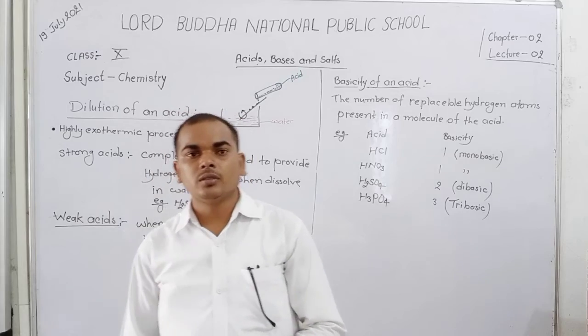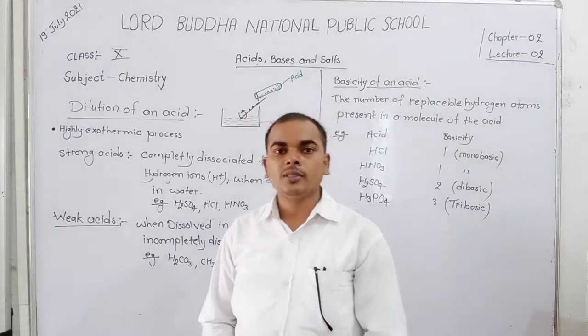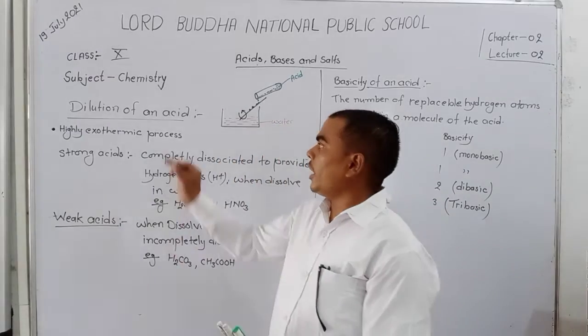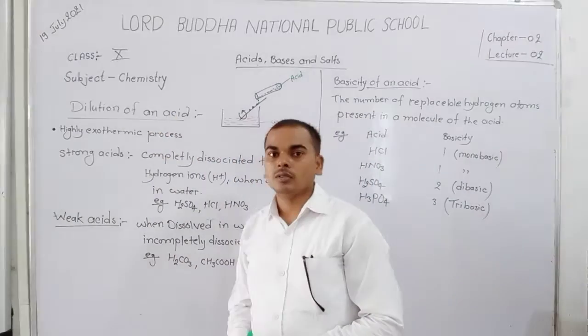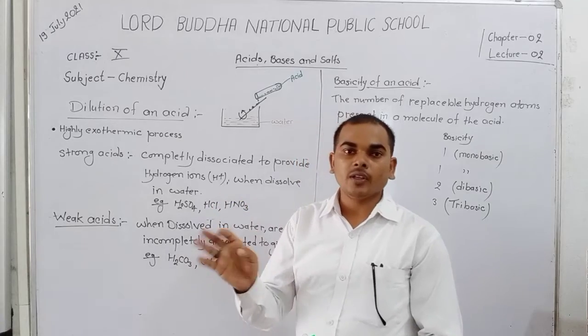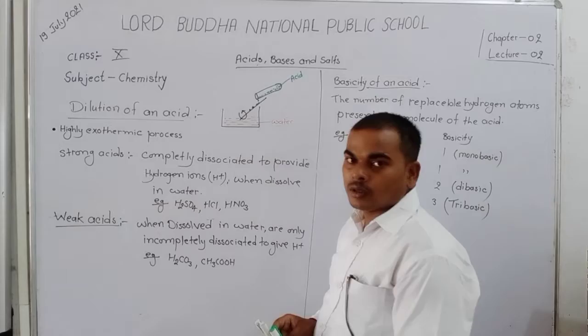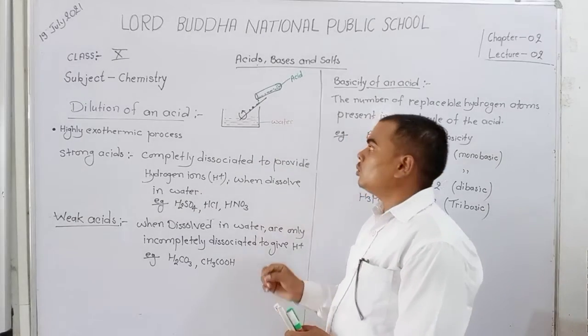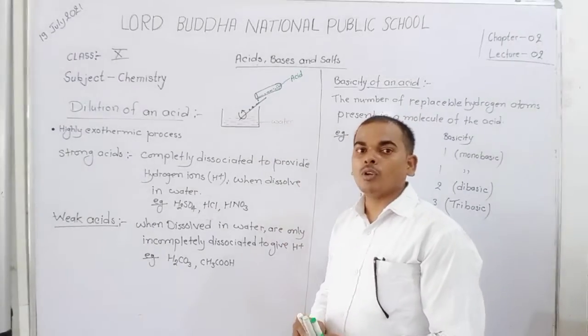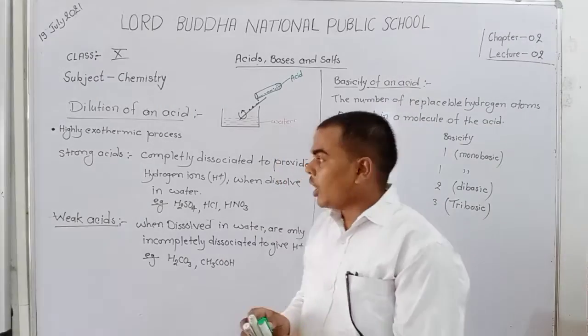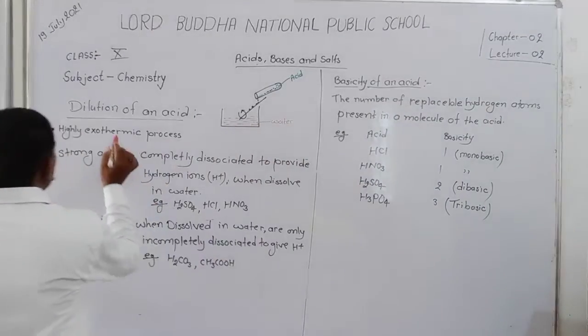We will discuss in the chapter acids, bases and salts. The first topic is dilution of an acid. How do we dilute an acid? Dear student, for the dilution of an acid, you don't add water to acid because dilution is an exothermic process.